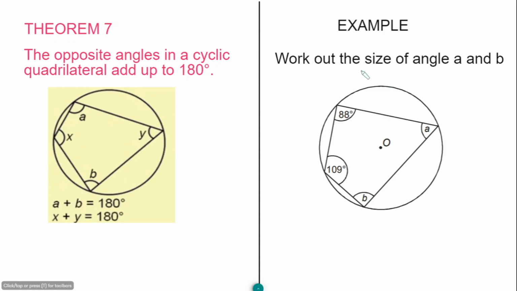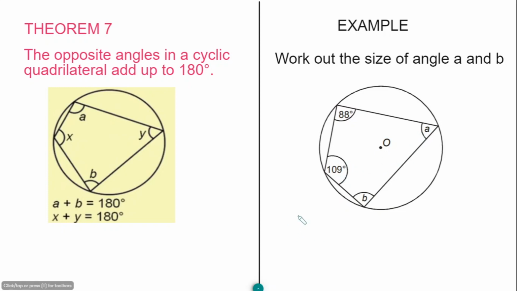So here we're going to work out the size of angle A and angle B. We've got a circle here, and we've got a quadrilateral inside the circle. So definitely this is a cyclic quadrilateral. And then we need to work out angles A and B. But first, let's work out angle A. Now we know the opposite angles of a cyclic quadrilateral always sum up to 180. So this 109 plus angle A should give me 180. So to get angle A, all I need to do is subtract 109 from 180.